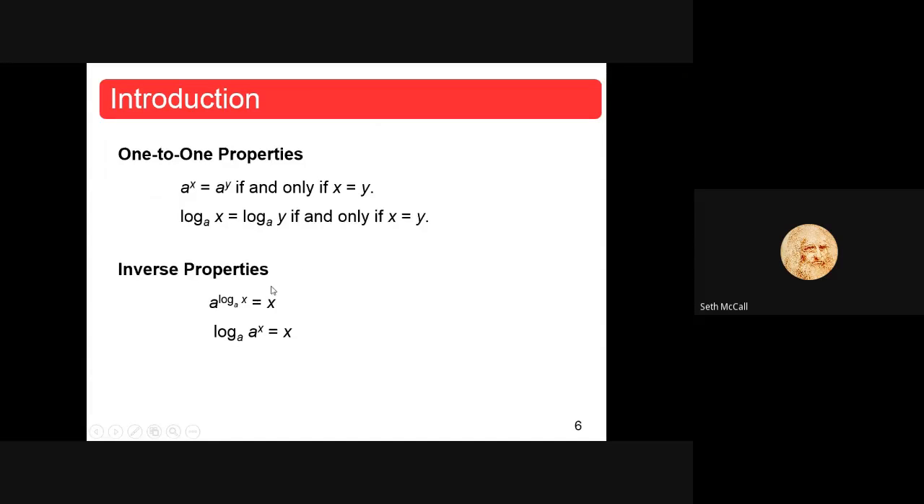The inverse property allows us to take something from exponential form and put it into logarithmic form. I'm not going to use this inverse property so much per se as I am going to use the definition of a logarithm, so how to go from a logarithmic form to exponential form. I think that's the easiest way to do this.